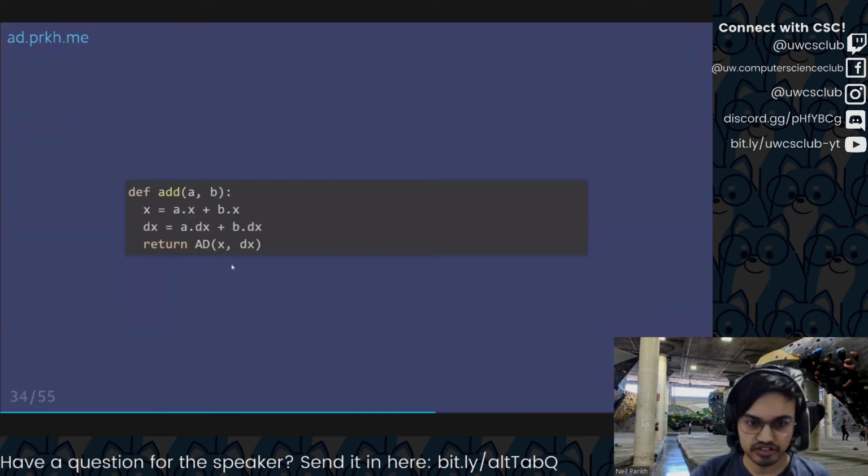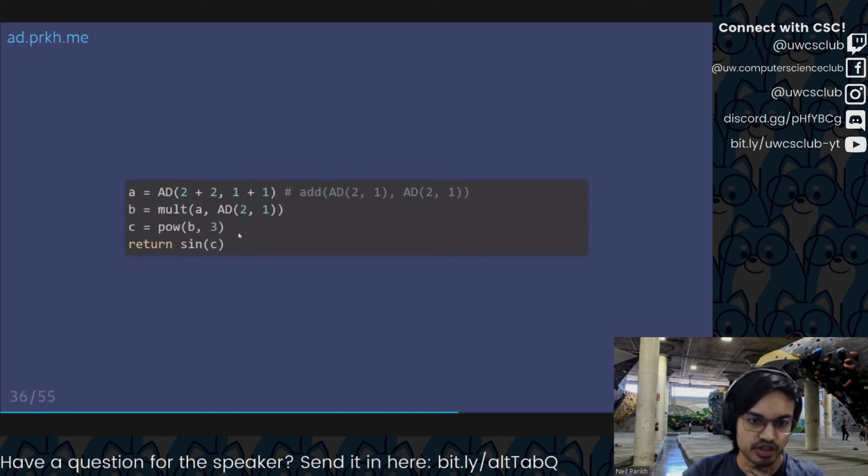So this is the definition of add. What does add do? Add says you're adding two values. How do you add the values? You just add them together. And if you have an addition operation, what's the derivative of the two? It's just the sum of the two derivatives. If you have x plus x, the derivative of x plus x is you take the derivative of the left hand side, the derivative of the right hand side, and add them together. So pretty straightforward. You add the values, add the derivatives, and then return them in a pair.